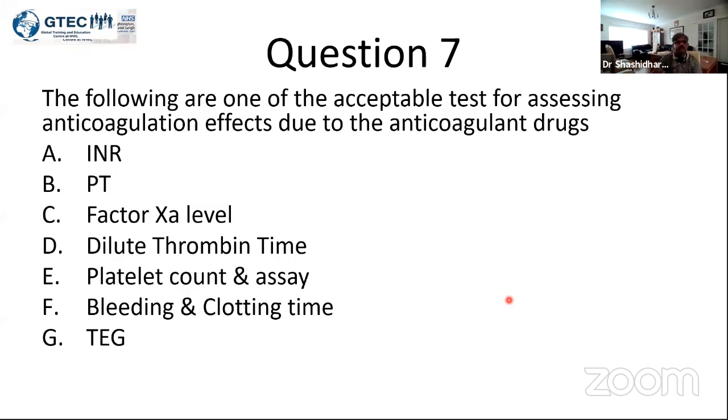The INR is mainly used for monitoring warfarin or vitamin K antagonists. Factor Xa level we don't use routinely, but you can use it for factor Xa inhibitors. The dilute thrombin time is reasonably accurate in assessing the function of dabigatran. The platelet count and functional assay is used for antiplatelet agents. Bleeding and clotting times are useless for monitoring anticoagulation. TEG has very limited value specifically for examining the effect of anticoagulant medications.